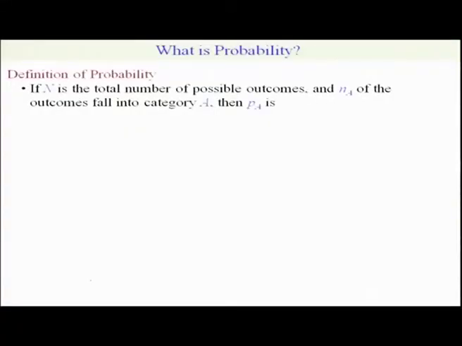Okay. So, what is probability? By definition, if N is the total number of possible outcomes and nA of the outcomes fall in category A, then the probability of an outcome falling in category A is given simply by small nA divided by capital N. This is something which we are all aware of.